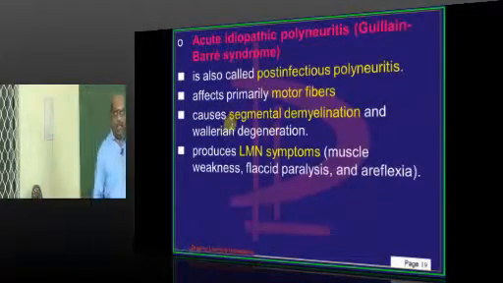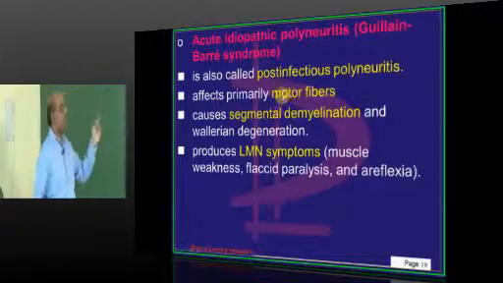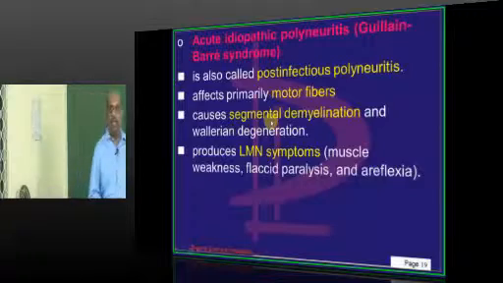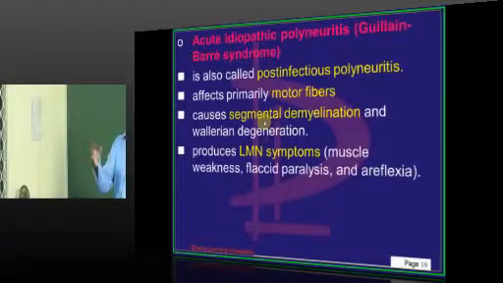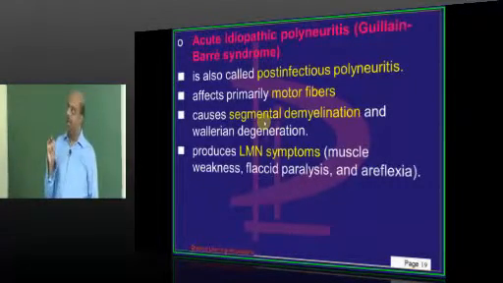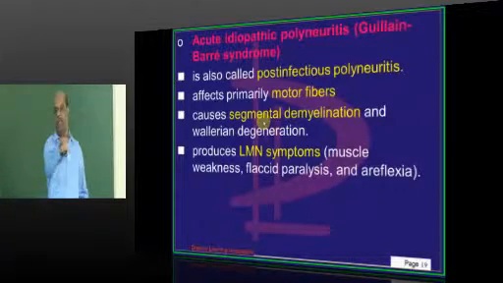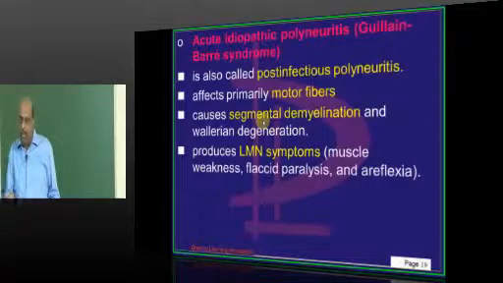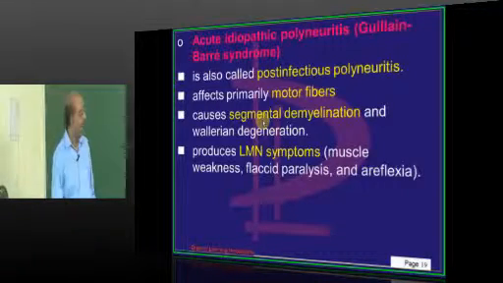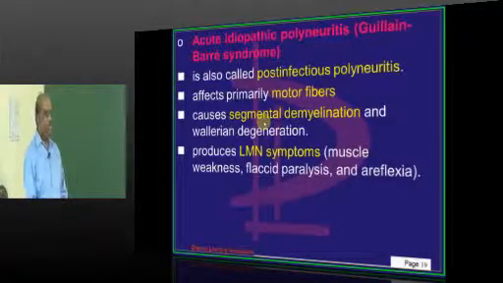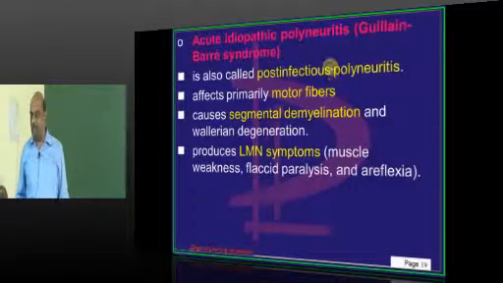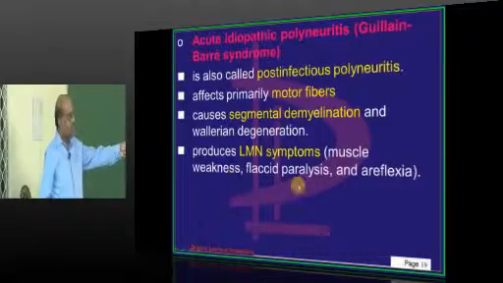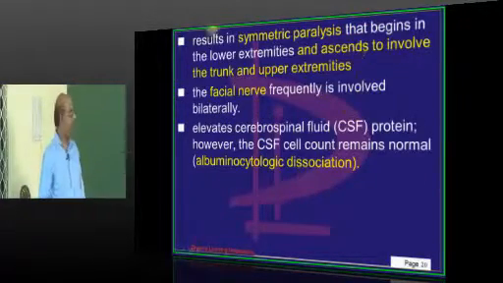Then what is Guillain-Barré? It is also called post-infectious polyneuritis, where after an infection, the antibodies against the microbe which caused the infection are also acting against the myelin on the motor nerves. There is a selective demyelination of the motor nerves, and that is the reason there are lower motor neuron type of symptoms, and hence there is weakness, flaccidity and areflexia because of that.